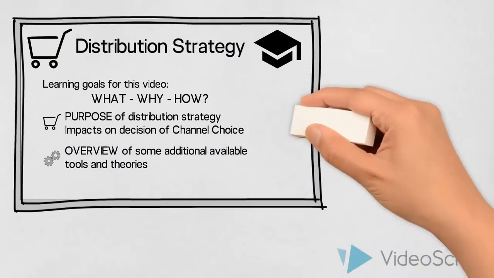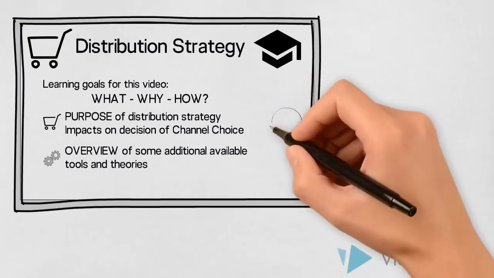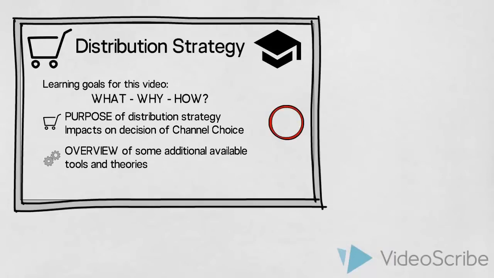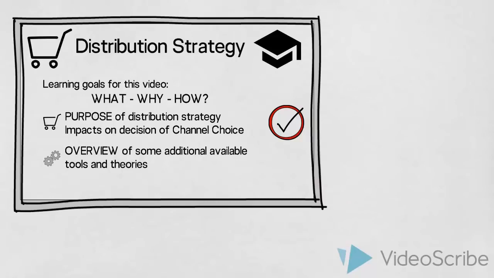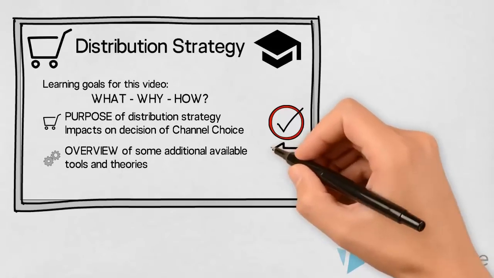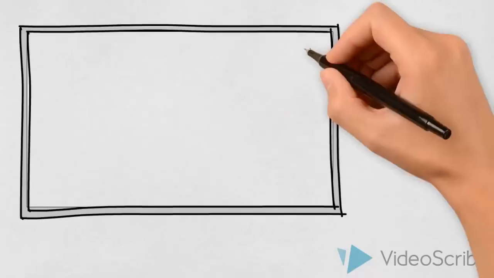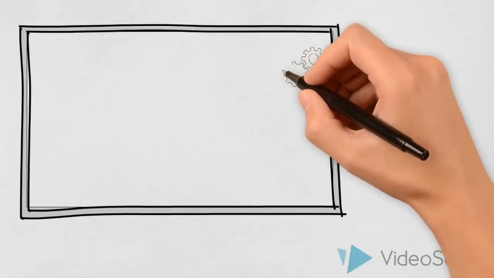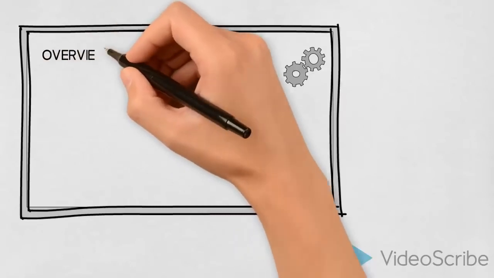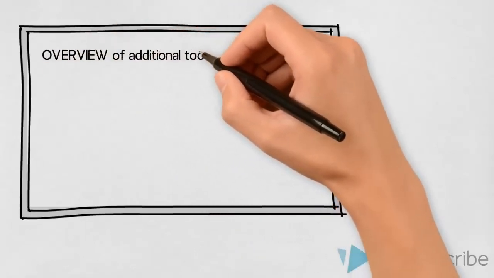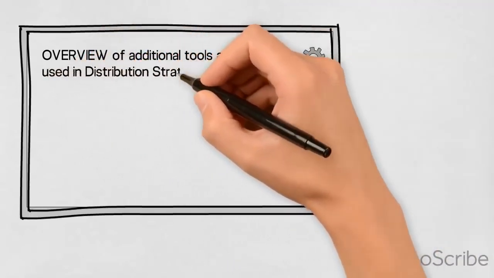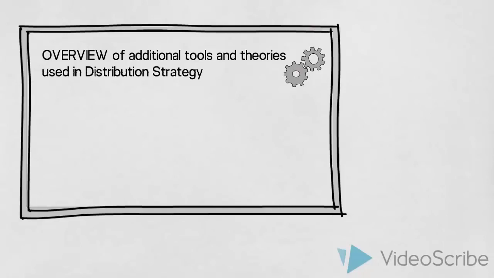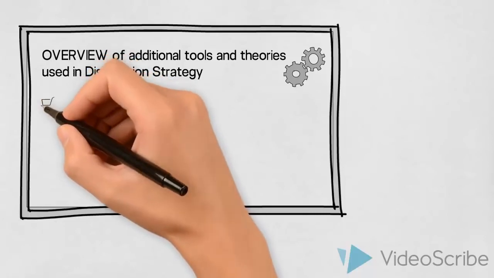We have now established the purpose of distribution strategy, what it is and why we need to know about it, and we have established that there are many factors which we need to look at before we can decide on the best place to distribute our product or service. So let's move on. In addition to the factors we have just discussed, we as marketers have some additional tools and theories we can use to guide us when determining which distribution channels to use. These will not be described in detail in this video, but let us just introduce an overview of some of the tools and theories we might want to use.